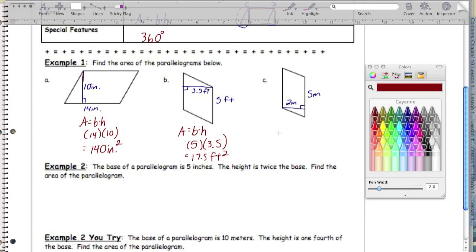Letter C, area equals base times height. My base here is going to be this 5, and my height with the right angle is 2. So I find out that my area is 10 meters squared.